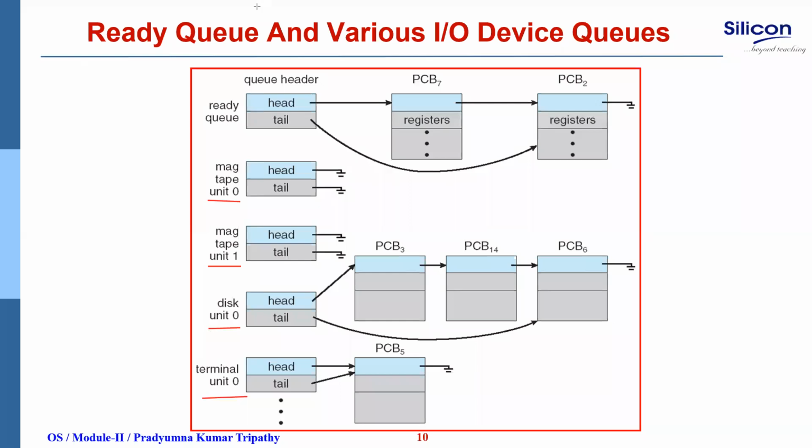From this it can be seen that the disk is being requested by process 3, process 14, process 6. So a link is there to PCB3, PCB14 and PCB6, and PCB6 is pointing to null. Tail is pointing to PCB6.